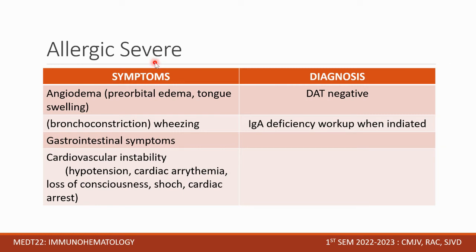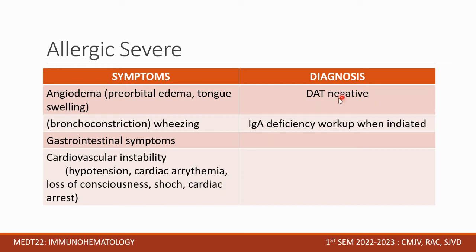For the severe naman, okay, so these are the symptoms ng severe. So you have angioedema, okay, sa periorbital or kaya sa tongue swelling. You have bronchoconstrictions or wheezing. Okay, so nahihirapan ng huminga si patient, meron ng bronchoconstriction. You have gastrointestinal symptoms. And yung cardiovascular instability. So, it can cause hypotension, cardiac arrhythmia, pwedeng loss of consciousness, shock, or kaya cardiac arrest.